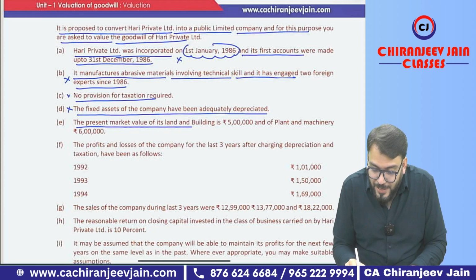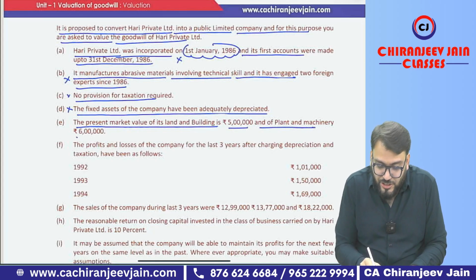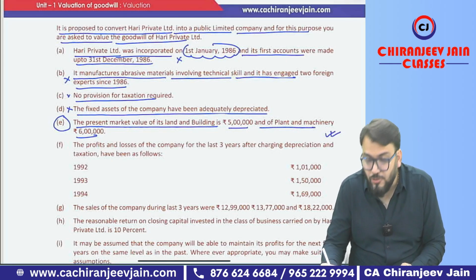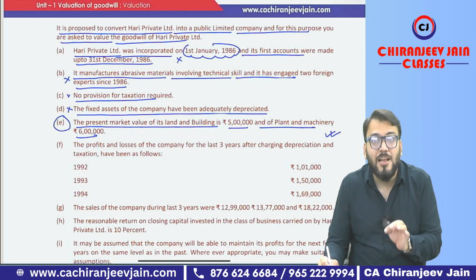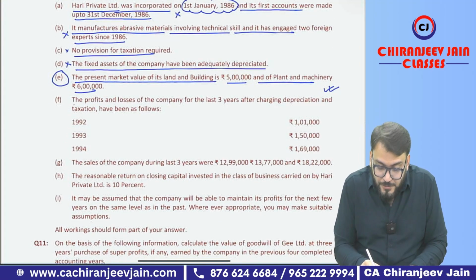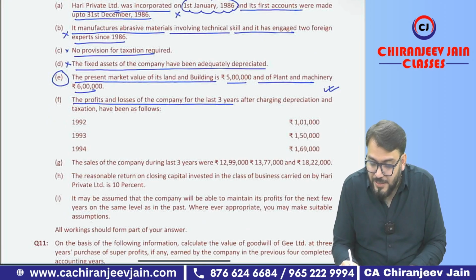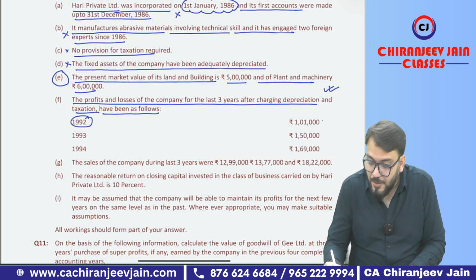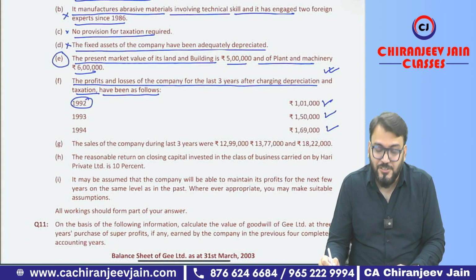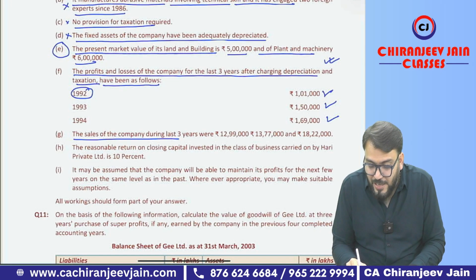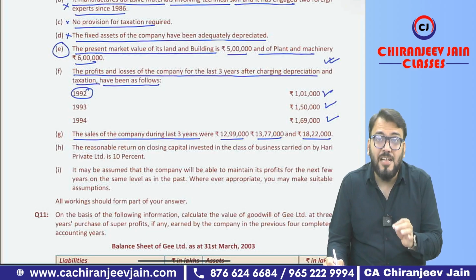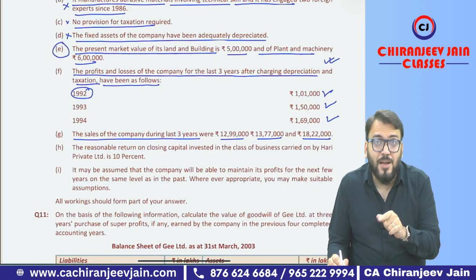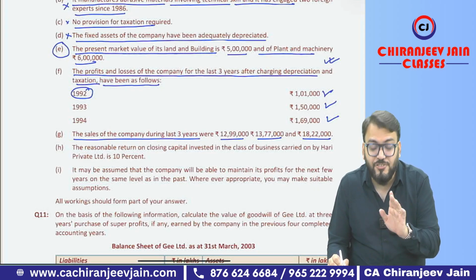The present market value of land and building is 5 lakh and of plant and machinery is 6 lakh. So this information is required to find out capital employed. Of course in this question we will also calculate the capital employed. How to calculate capital employed, I will help you out. The profit and loss of the company for the last 3 years after charging depreciation and taxation have been as follows. You can see they have given profit after tax of the last 3 years. The sales of the company during the last 3 years is given. Whenever sales is given, it means you can find out profit percentage. It means you need to identify trend in profit percentage, not in adjusted profit.